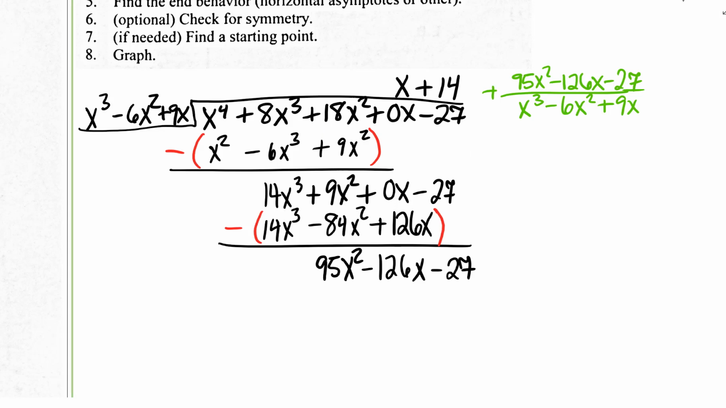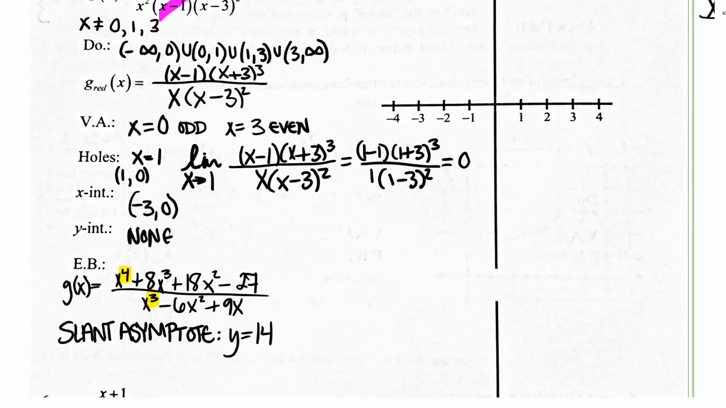Here's the result for the long division, and it looks like our slant asymptote will be at y equals x plus 14. So to find the end behavior, I know that it's either going to head toward infinity or negative infinity because I have no horizontal asymptote.